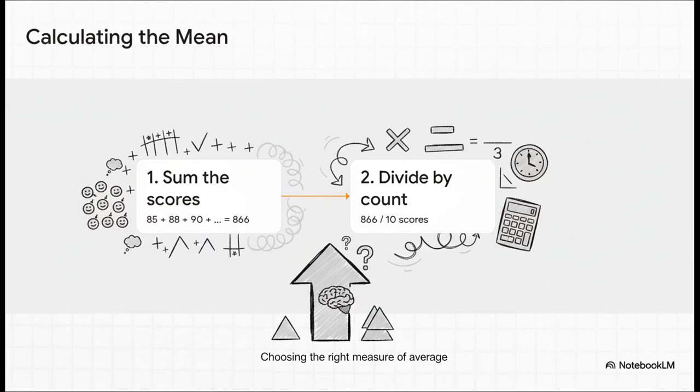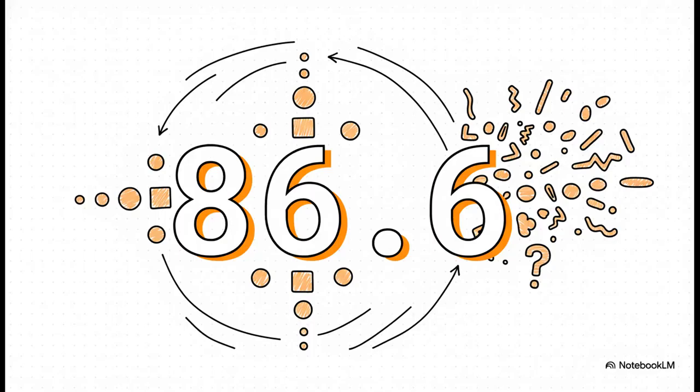Nothing gets left out. All right, let's do it for our test scores. First step, we add up all 10 scores, and that gives us a grand total of 866. Next, we divide that by the number of students, which is 10. And there we have it, a mean score of 86.6. And you know what? That feels about right. It slots right in there with all those other high scores. Looks like a really good, really fair summary of how the class performed.